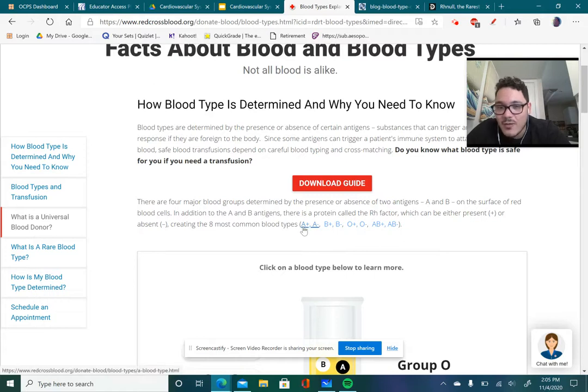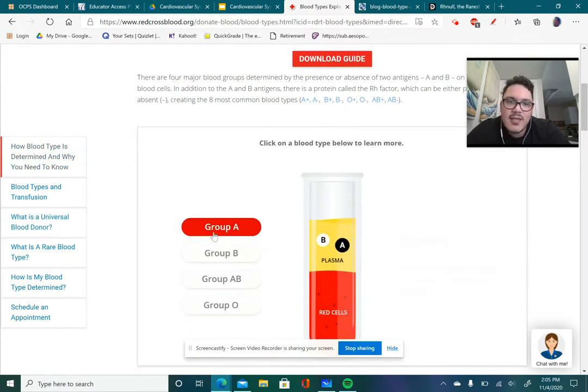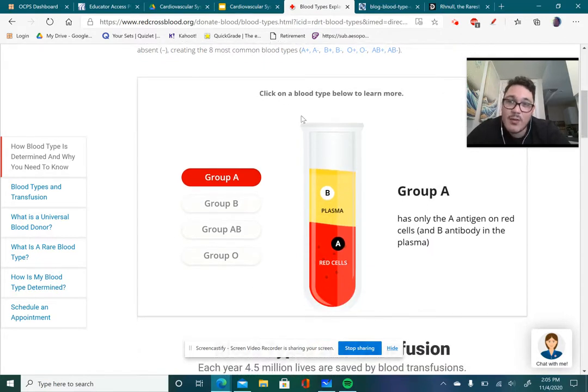Now, what do we observe here? These are the 8. Remember, there are 4 core groups, A, B, O, and AB. But for each one of those 4, you have a positive and negative version. Okay, sounds good. Here we can see, I love this website because it does a great job of using interactive infographics. So for instance, if we are talking about group A or type A blood, which we just talked about in our slides, type A blood is going to have the A antigen on the cell. That's what we expect to see. Meaning in your plasma, you're going to have antibody to fight B, or the anti-B antibody as we call it.